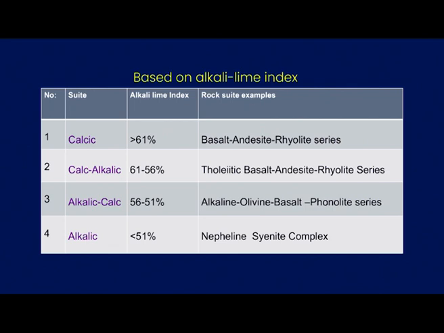Tholeiitic basalt-andesite-rhyolite series belongs to the calc-alkalic suite, where the alkali lime index is between 61 and 56%, whereas for the last one, alkalic, the alkali lime index value is less than 51%. Nepheline syenite complexes are the best examples of such a series.